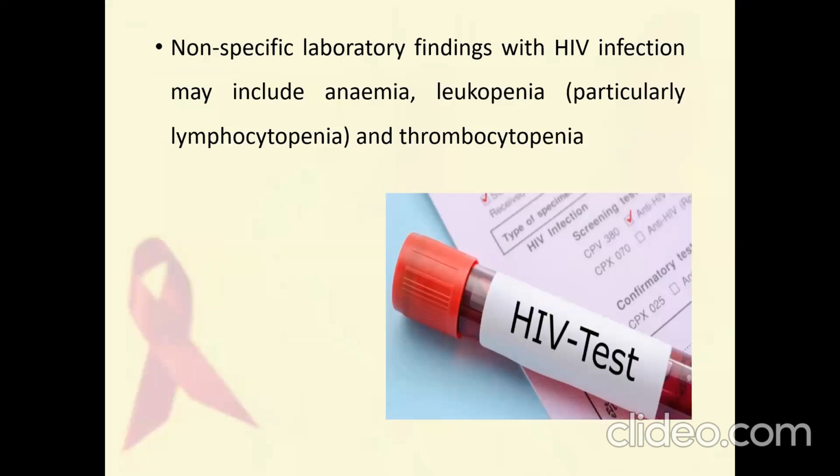Then there are some non-specific laboratory findings with HIV infection, which may include anemia, leukopenia, in that also particularly lymphocytopenia, and thrombocytopenia. So other associated laboratory findings are anemia, leukopenia, and thrombocytopenia.